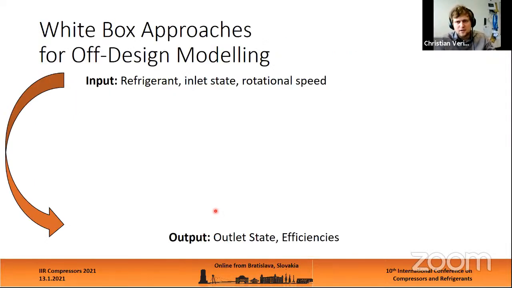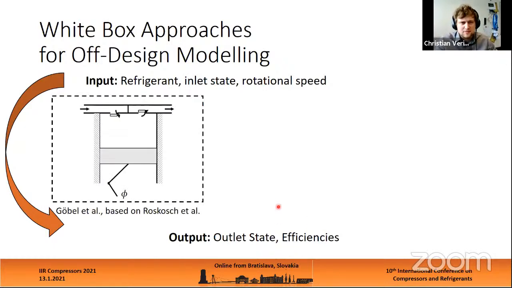So what is the goal of our model? We use the input data, and the input now is our refrigerant, the refrigerant's inlet state, and the rotational speed, which might be set by a controller. And we want to calculate the outlet state and the efficiencies of the process. And that's, let's say, the new point of our model. We can calculate the efficiencies during our process.